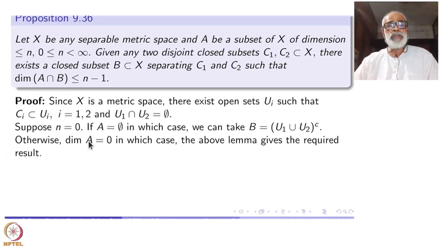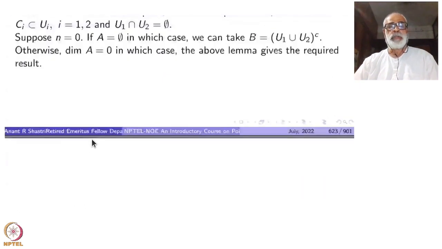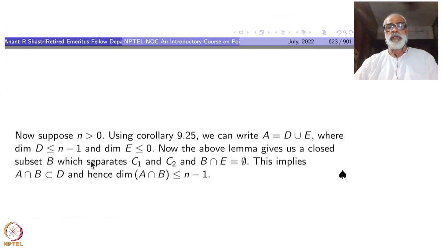Otherwise, the dimension of A is 0, it cannot be minus 1. In which case, the earlier lemma which we did just now gives you the required result. So we have the inductive hypothesis here. Now suppose n is bigger than 0.